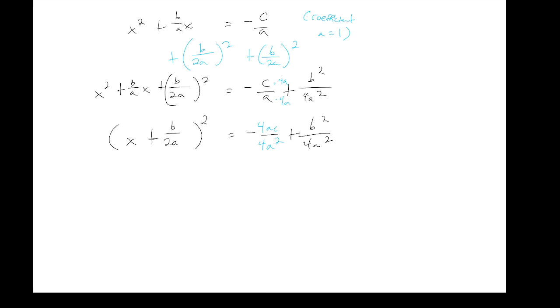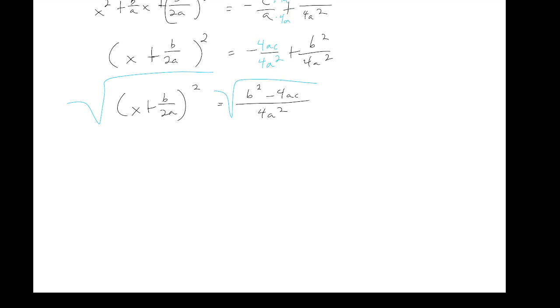So what I'm going to have here is my binomial (x plus b over 2a) squared is equal to, my numerator is b squared minus 4ac all over 4a squared. I'm going to rewrite that with the b squared first. And again, what am I going to do? You have to get rid of that square. So let's square root both sides.